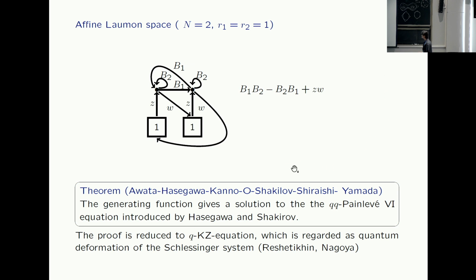So this is joint work with Awata, Hasegawa, Kanno, Shakirov, Shiraishi, Yamada. And in this case, the generating function of the integral over the moduli space gives a solution to the qq Painlevé VI equation. Here, qq Painlevé means quantum q Painlevé equations. This was introduced by Hasegawa and Shakirov.